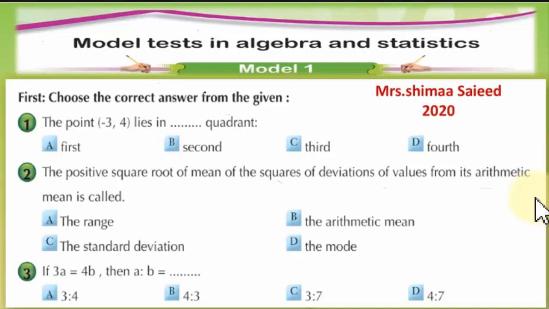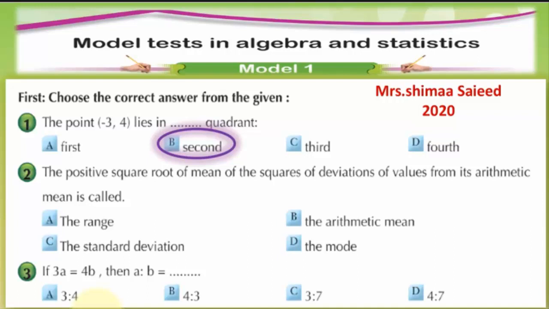Today we will have model tests in algebra. Choose the correct answer from the given. The point (-3, 4) lies in the first or second or third or fourth quadrant. Well done. Second. Because x here is negative, y here is positive. So, in the second quadrant.